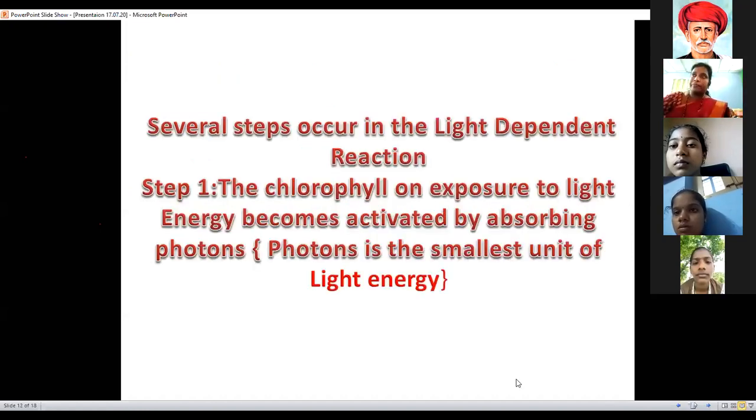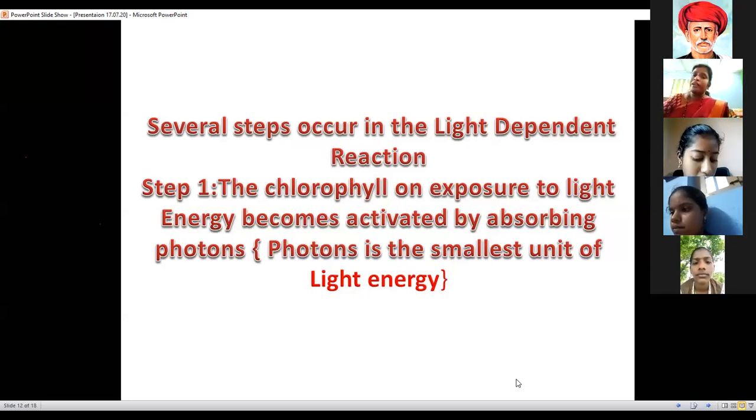Next, these reactions occur within specialized membrane discs within the chloroplast called thylakoids and involve three steps. The photochemical phase, or light reaction, light-dependent reaction or Hill reaction, has three steps. The first step: the chlorophyll, on exposure to light energy, becomes activated by absorbing photons. A photon is the smallest unit of light energy.